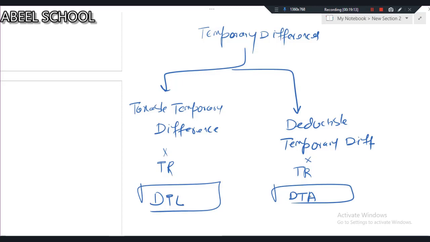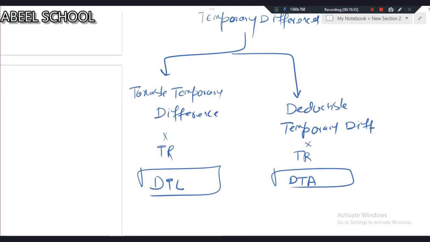Deferred tax arises just from temporary differences. Temporary differences means we're talking about the timing differences. There are two types of temporary differences: one is taxable, another is deductible. Taxable temporary difference into tax rate gives you deferred tax liability. Deductible temporary difference into tax rate gives you deferred tax asset. Okay.